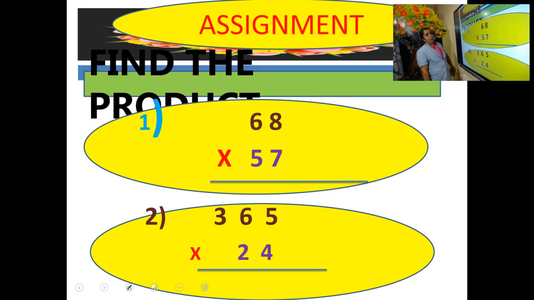Clear? This is for the assignment. Find the product. First question is 68 into 57. Second question is 365 into 24. You have to do it as homework.